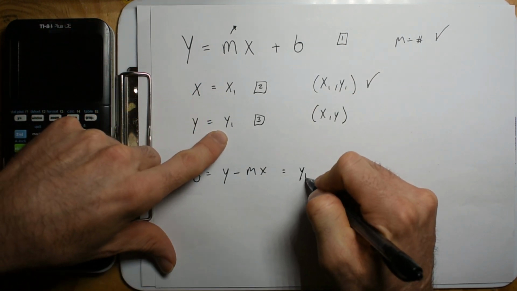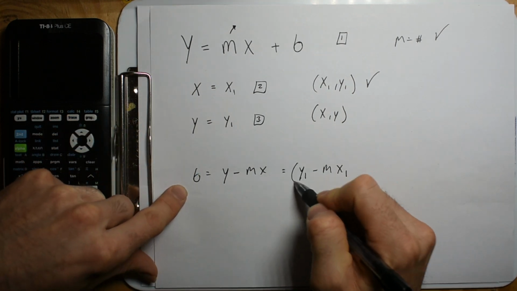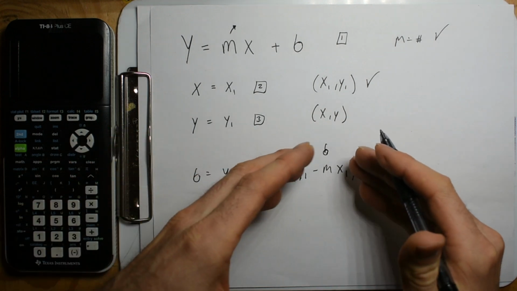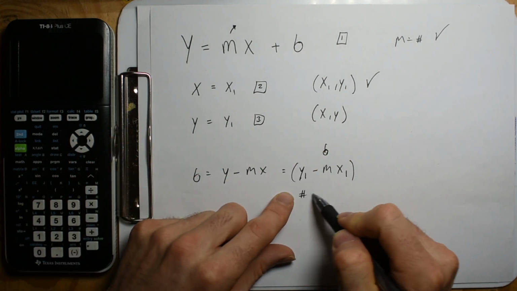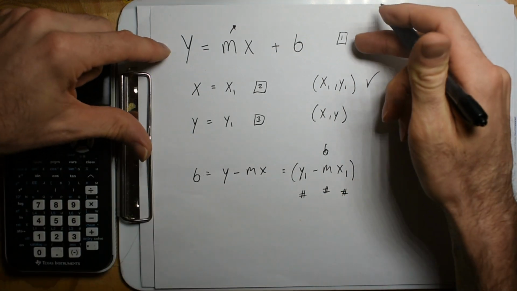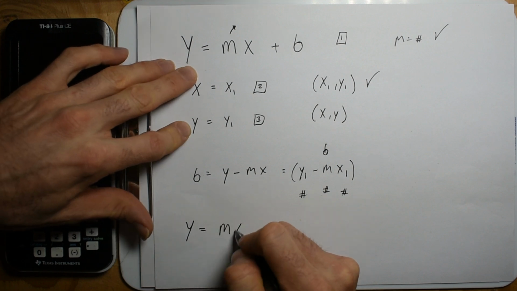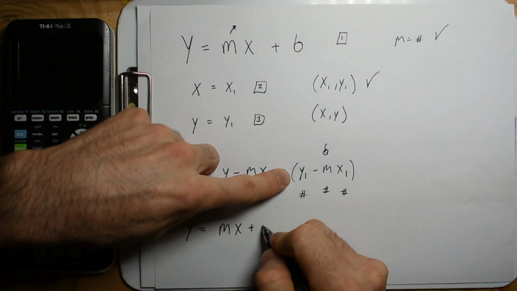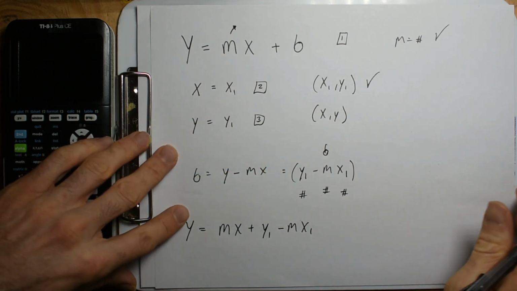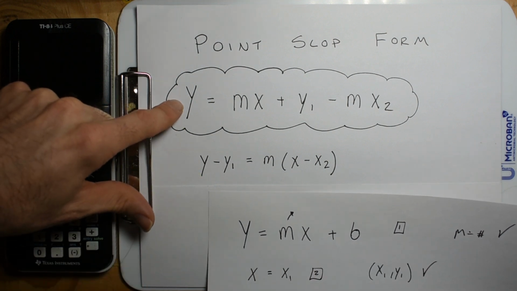Then just put in these values, so that's going to be y1 minus m x1. So this is what b is. Once we know what b is, and b is just a number, since these were inputs and our slope was an input, we can throw it back into this original equation where we have y is equal to mx plus, and now we have y1 minus mx1. And then the point slope form, they just take what we got right here.